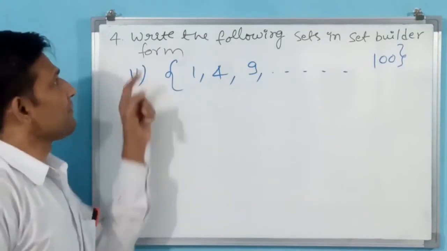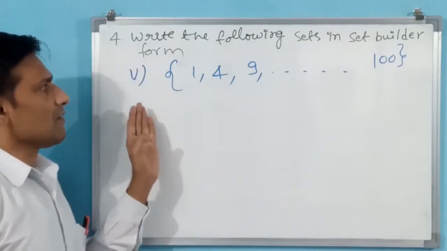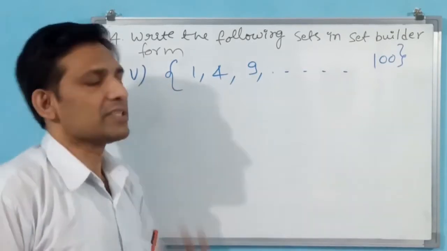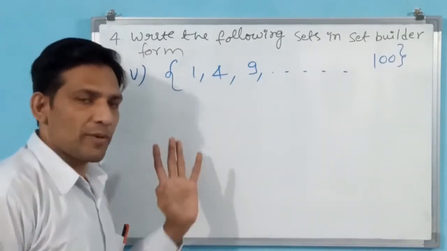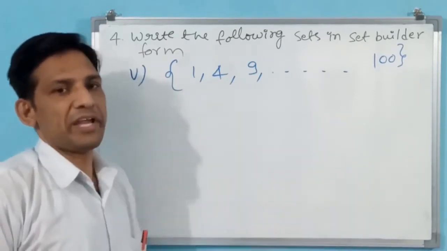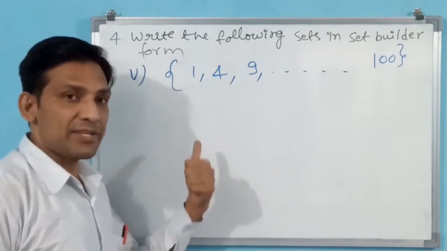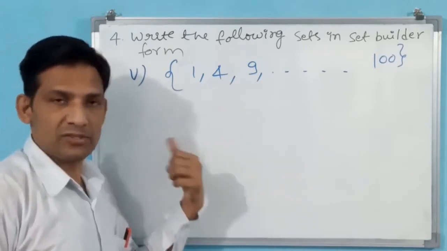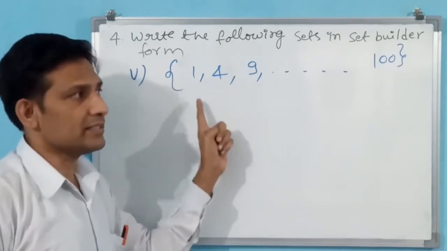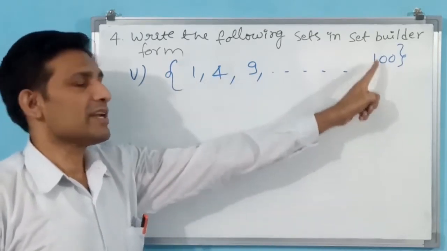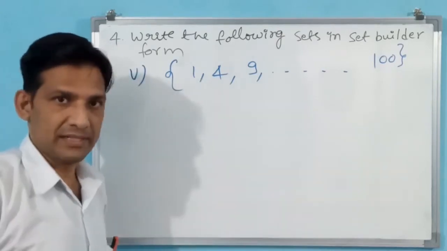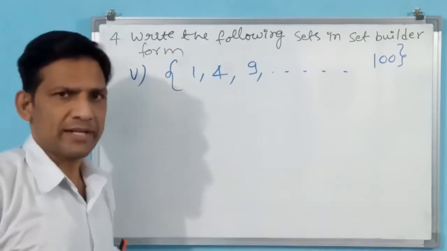Okay, see, this is the fifth part of this fourth question. What they have given in roster form is 1, 4, 9, and so on. If you observe clearly, this is not a simple table, but rather the squares of natural numbers. Natural numbers start with 1. 1 square is 1, 2 square is 4, 3 square is 9, 10 square is 100. That means they have made squares of natural numbers. Like that only we have to write in set builder form.